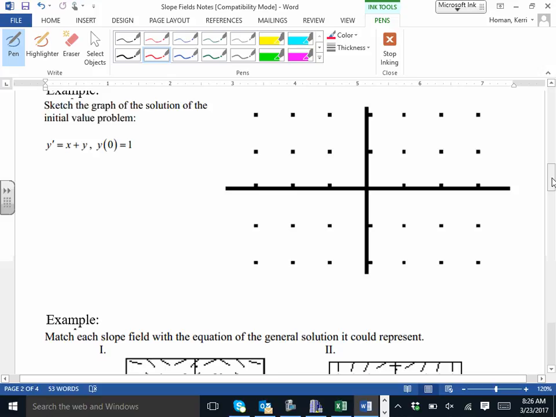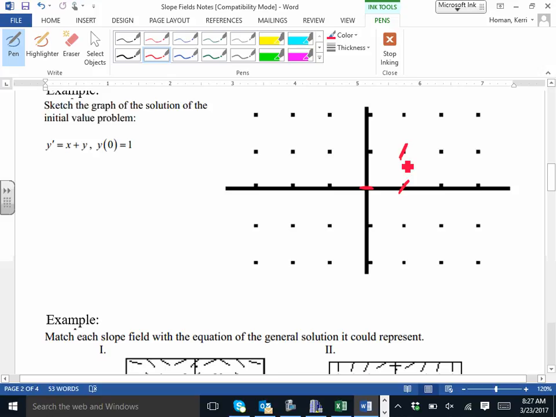So at the coordinate 0, 0, what is 0 plus 0? Okay? And then if we would go to the coordinate 1, 0, what is x plus y at the coordinate 1, 0? 1. Okay, let's get something a little bit more interesting. At the coordinate 1, 1, what is x plus y? 2. So at the coordinate 1, 1, we have a slope of 2. So it's just a little bit steeper.